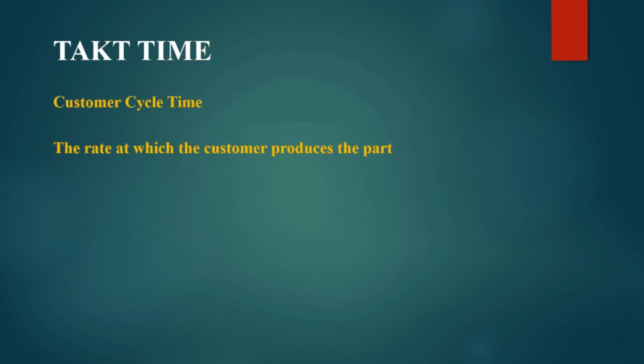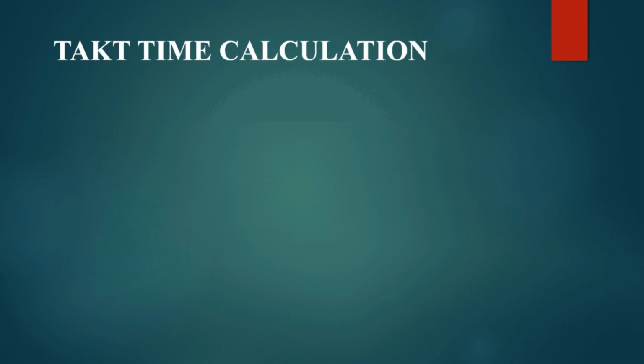So let's see takt time. In other words, it is also known as customer cycle time. It is the rate at which the customer produces the part, not you, the customer. Remember this. So the formula to determine the takt time is customer operating time, expressed either in seconds or minutes, divided by the customer demand per day. So this is the formula.